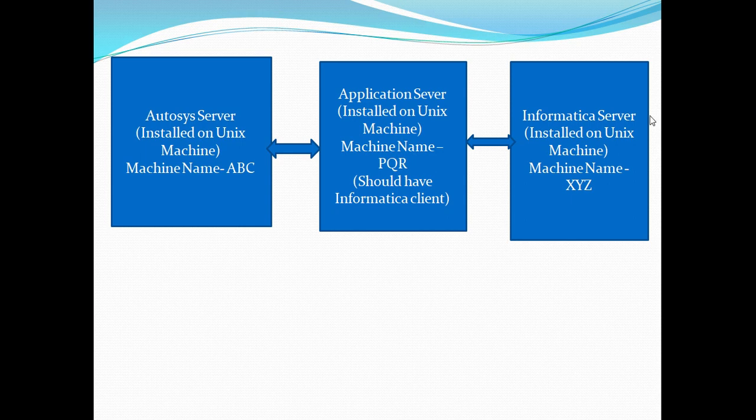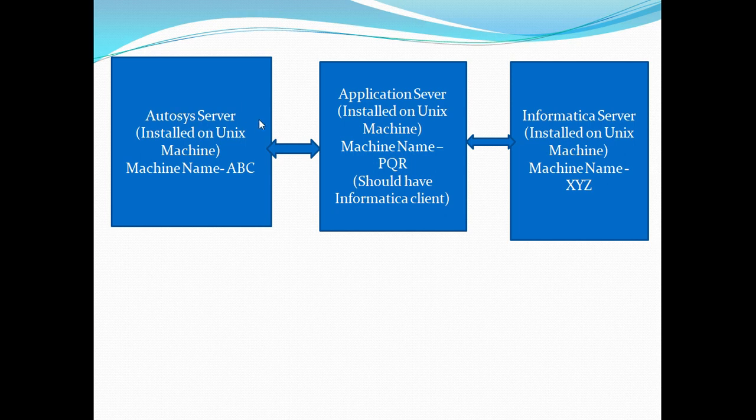If the job failed on the Informatica server, it will return an error code to my application server Unix script, which will again return an error code to my Autosys server. That's how the Autosys server will say that the job has failed.